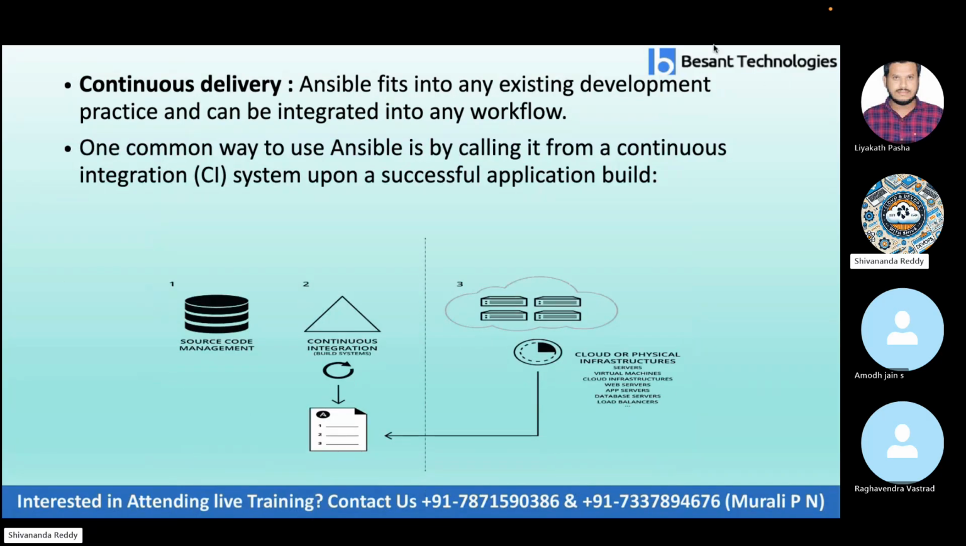One common way is calling Ansible from a continuous integration system upon successful application build. Like this, we have source code management, Git or Bitbucket. Then we have continuous integration, which is the Jenkins server. Then we write an Ansible playbook. This is the playbook file. Using that we can deploy on multiple servers. The third step is the multiple servers, as you can see.